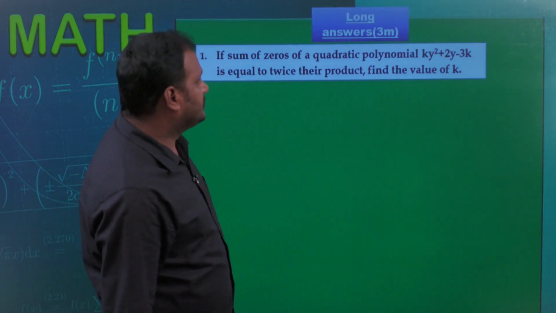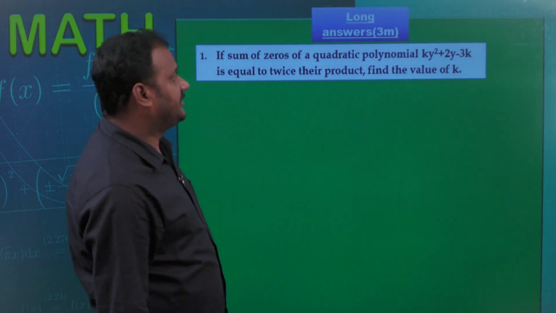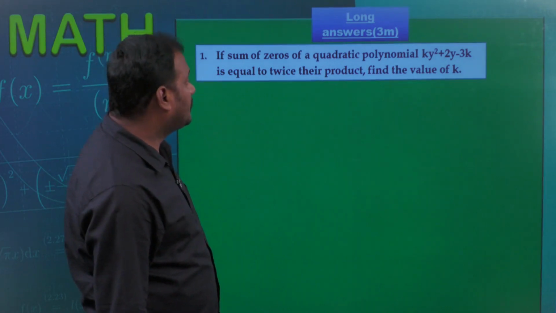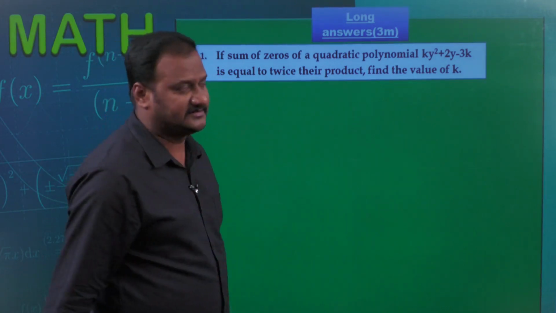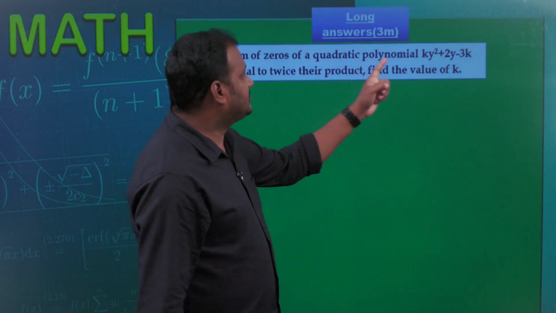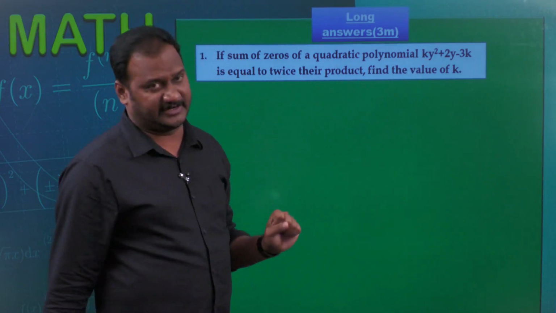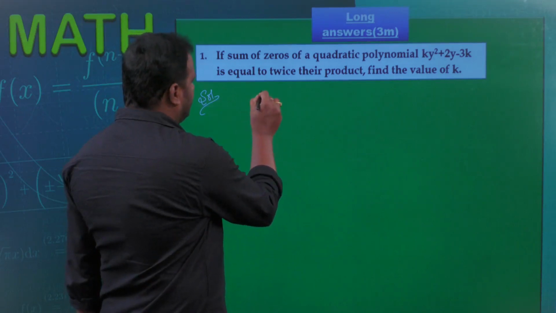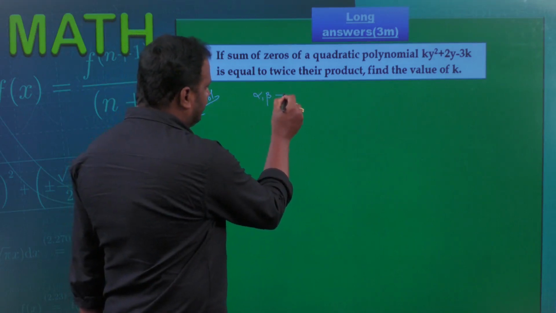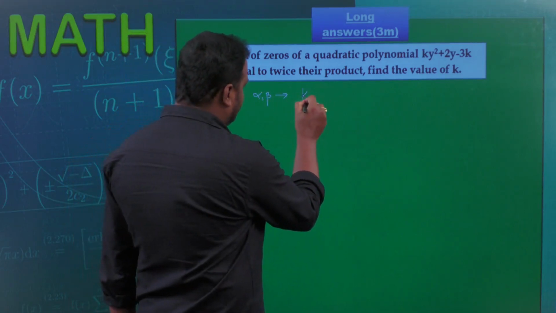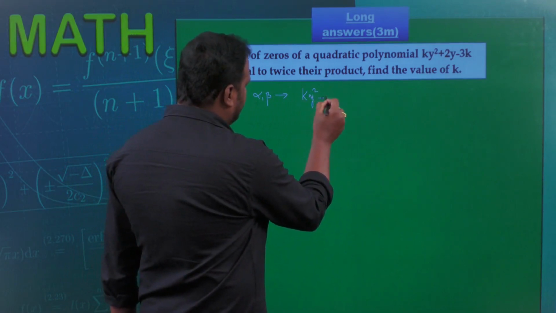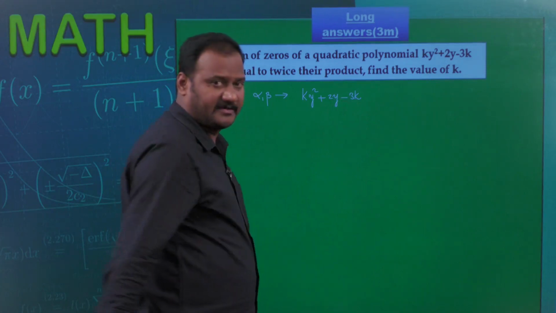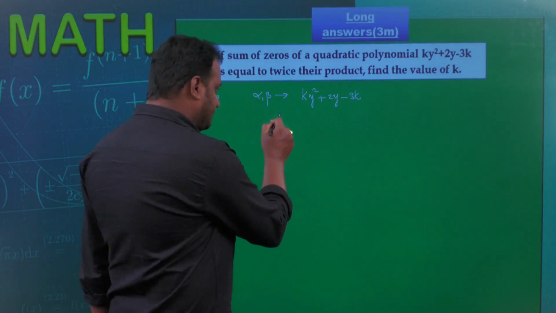The sum of zeros of a quadratic polynomial ky square plus 2y minus 3k is equal to twice their product. Sum of the zeros is equal to twice their product. So let me take the zeros of the polynomial. For example, alpha comma beta are zeros of the polynomial ky square plus 2y minus 3k. Right? What is the sum of the zeros?